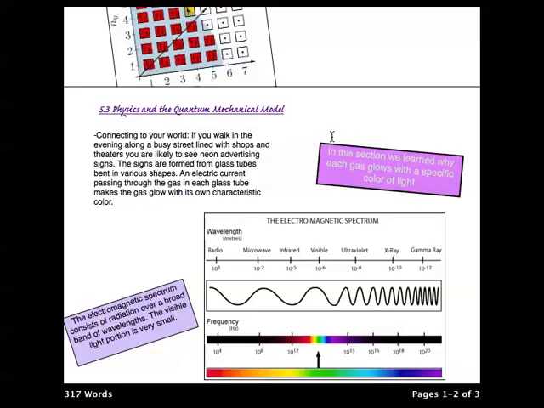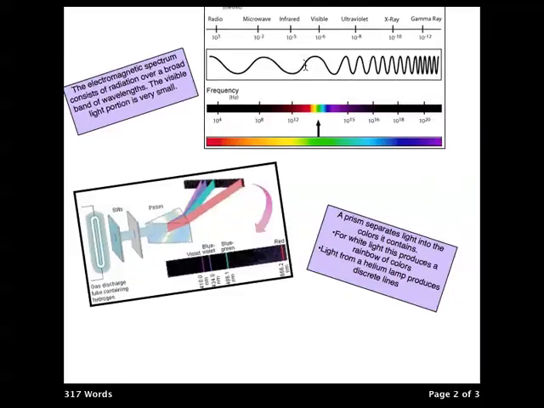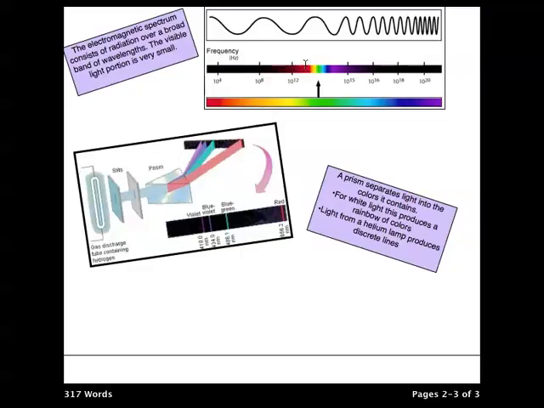In this section, we learned why each gas glows with a specific color of light, which was very interesting, and I really liked this lab, which we had to watch videos over. The electromagnetic spectrum consists of radiation over a broad band of wavelengths, just like the picture shown to the right. The visible light portion is very small. This shows the electromagnetic spectrum and the wavelengths and the frequencies and what the colors will end up being, which I find very interesting. A prism separates light into the colors it contains.